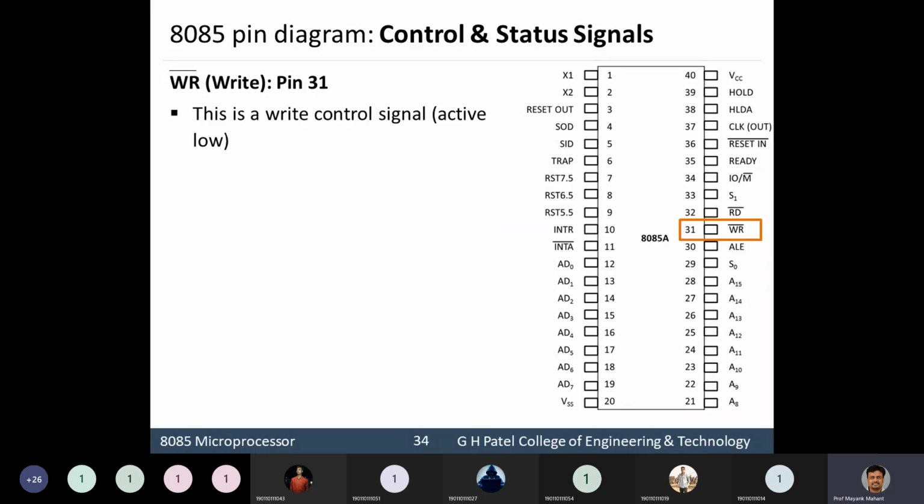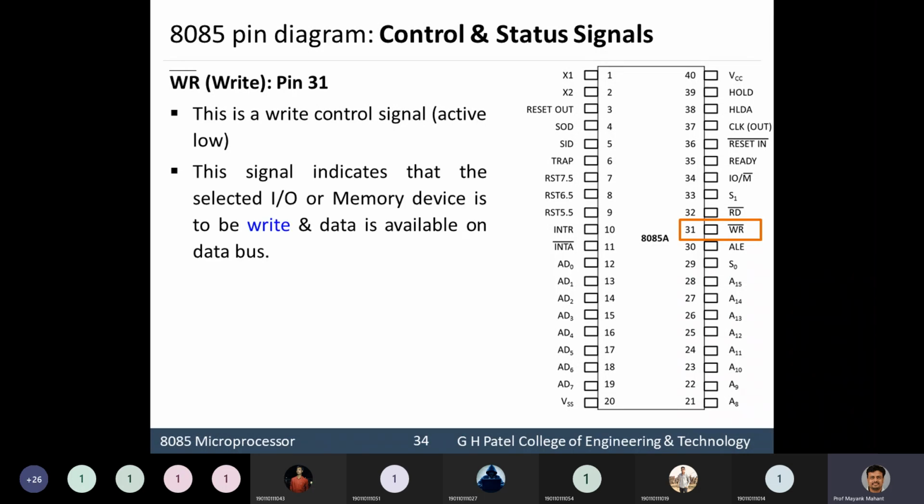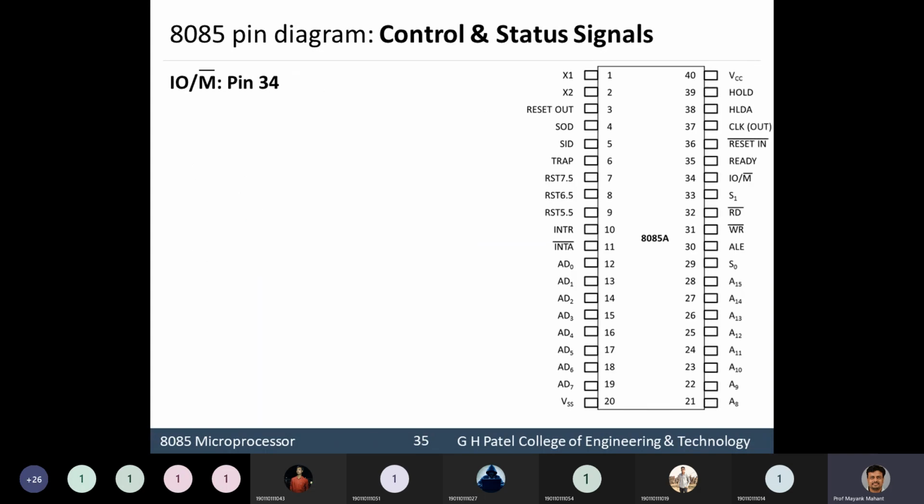Pin 31 is write, which is also an active low signal. This signal indicates that the selected IO or memory device is to be written and data is available on the data bus. So whatever data is available on the data bus must be written into your memory or IO section.